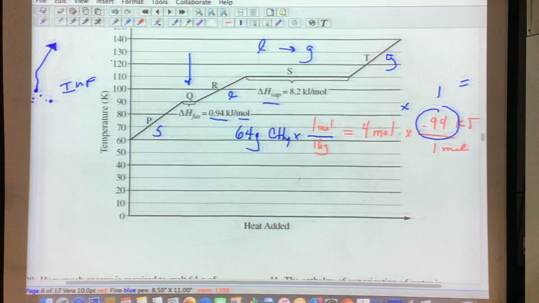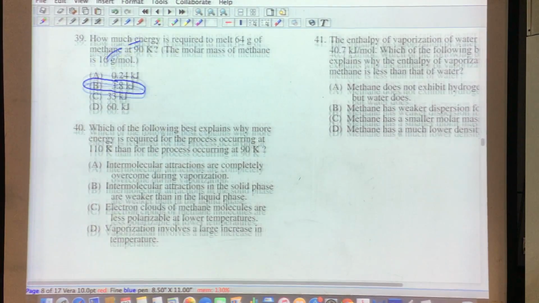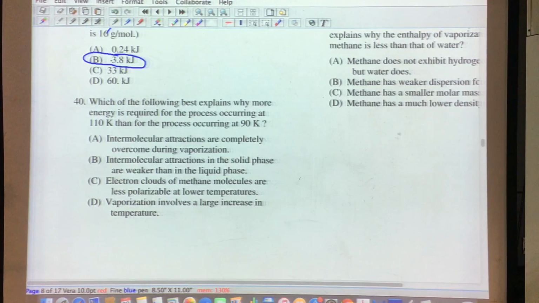So you have to overcome what? Intermolecular forces. Okay? So the intermolecular attractions are completely overcome during... now, are they? Almost. In the solid phase, they're weaker? No, they're stronger in the solid phase.